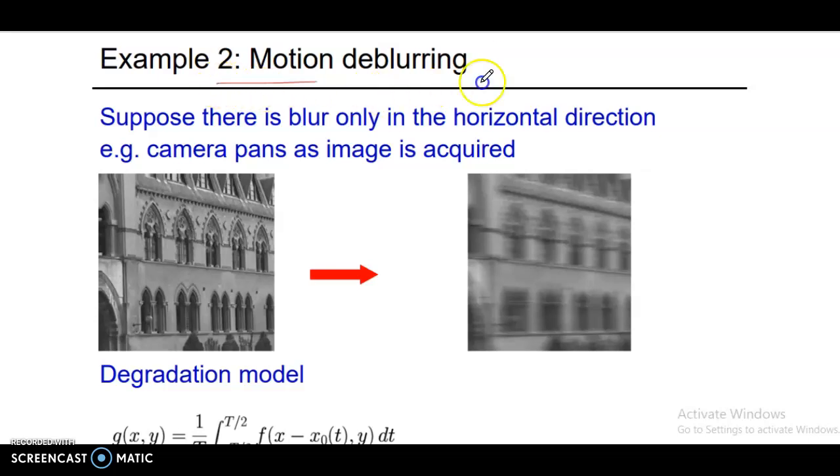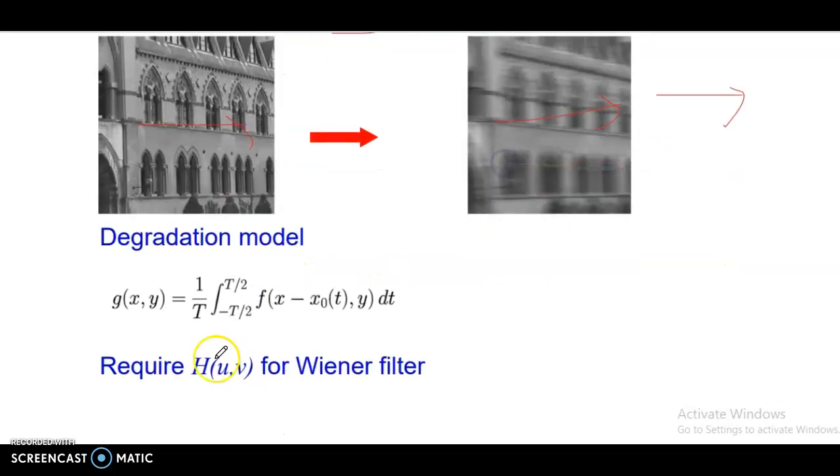Motion deblurring. Suppose there is blur only in the horizontal direction. Example: the camera pans as the image is acquired.